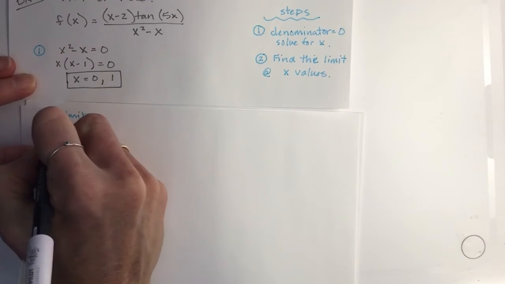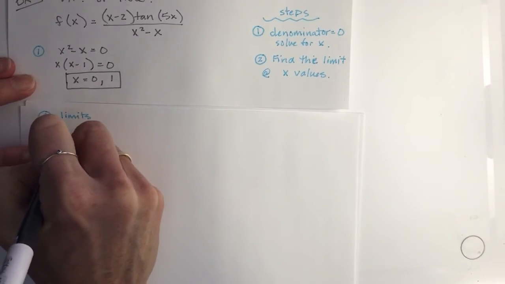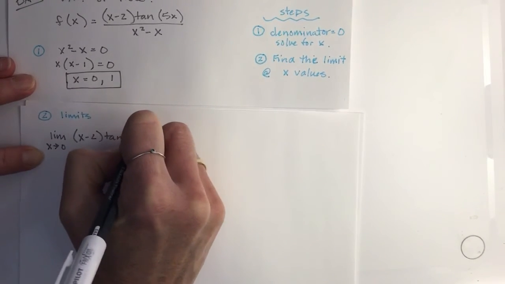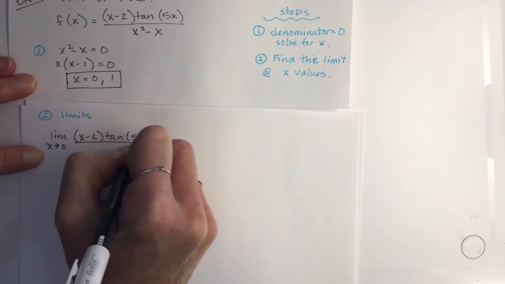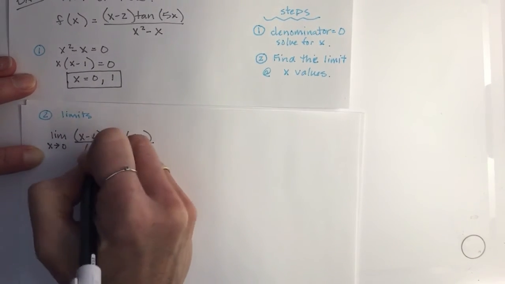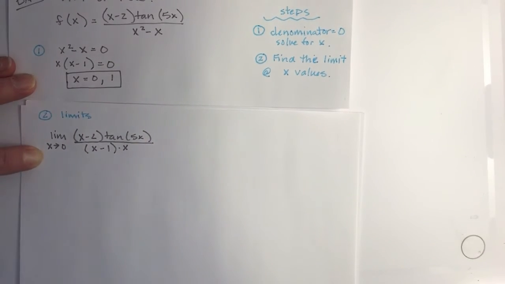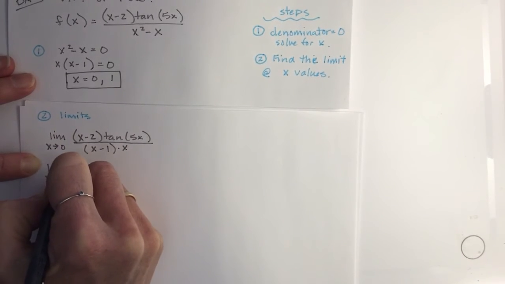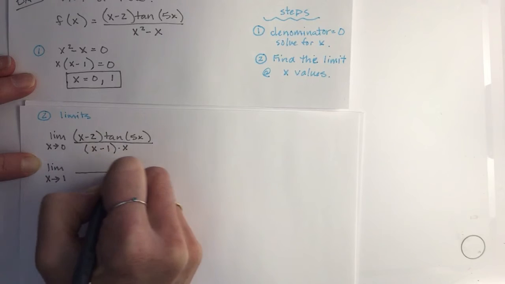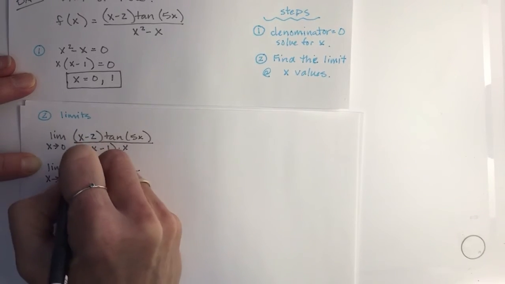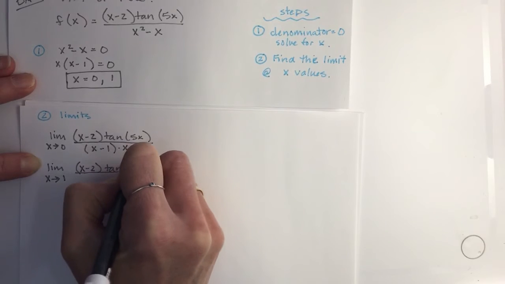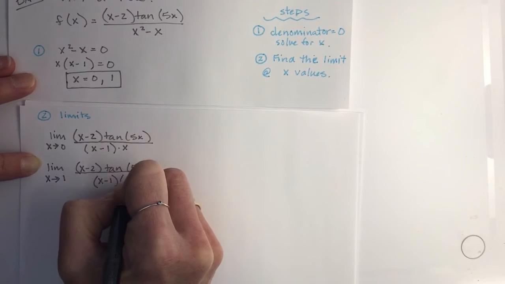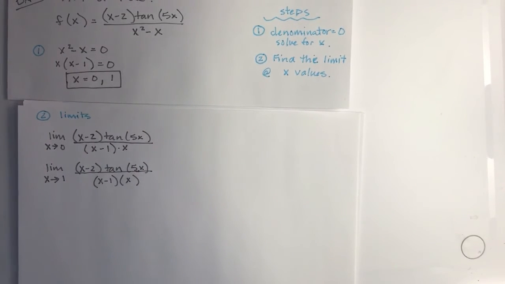All right, now step 2, limits. So we're going to check that limit. The limit as x approaches 0 of f of x, (x minus 2) tangent of 5x. And I'm going to keep this factored version of the denominator because I like it: x and x minus 1. So I'm going to keep it like that. Oh, and then I'm going to also check x goes to 1, (x minus 2) times tangent of 5x over (x minus 1) times x. Okay, and we're going to try direct substitution.